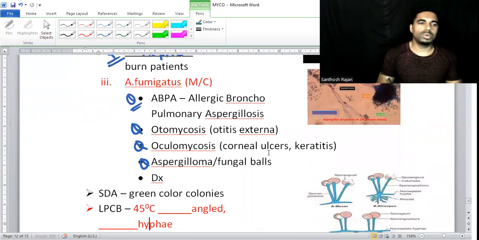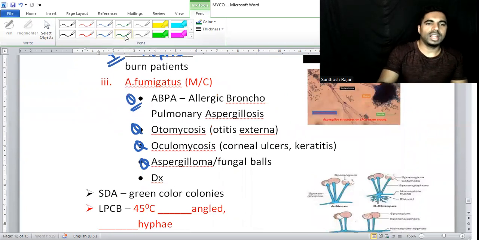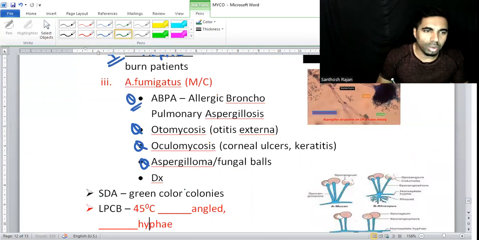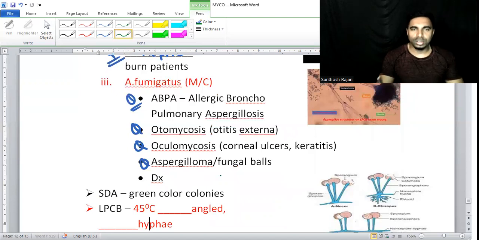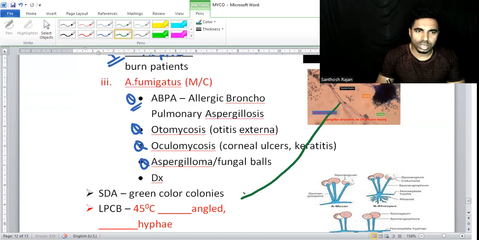So how would the diagnosis be? Usually it's a green color colony. And the most important thing is how the picture looks in LPCB media. See this picture here. This is the picture you have to talk about.